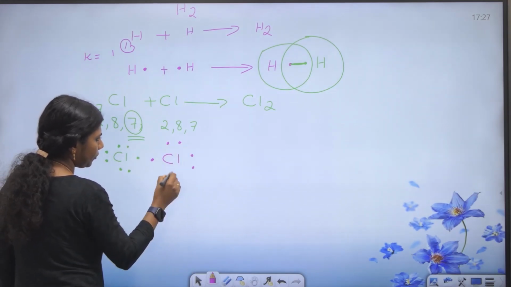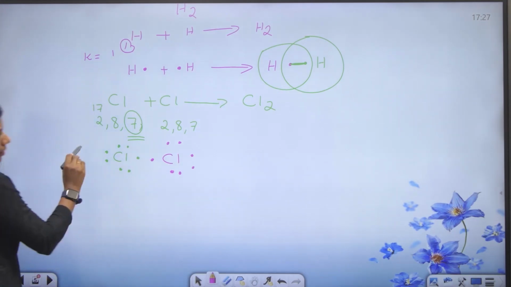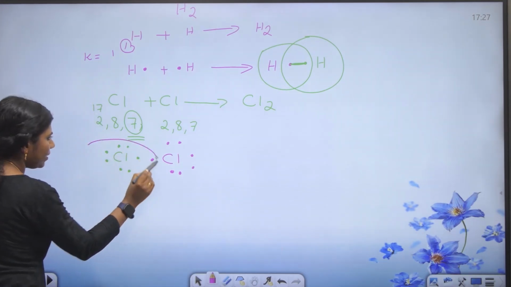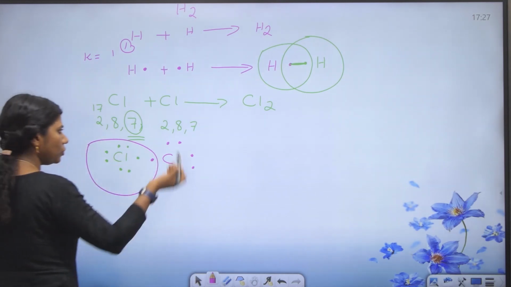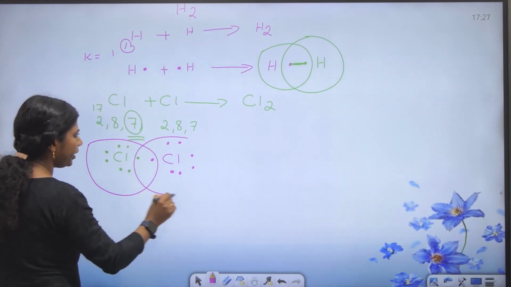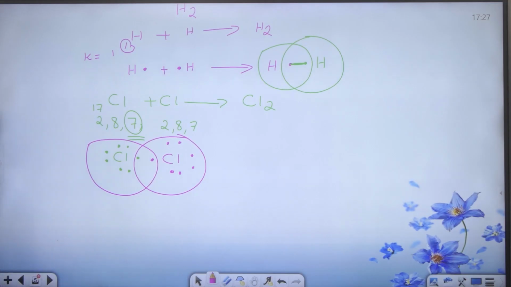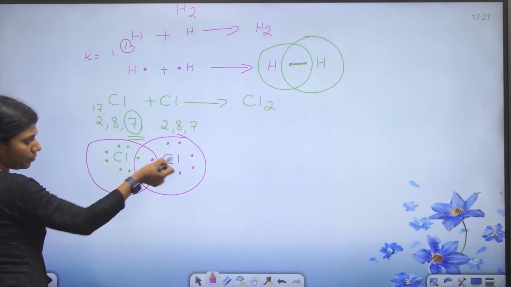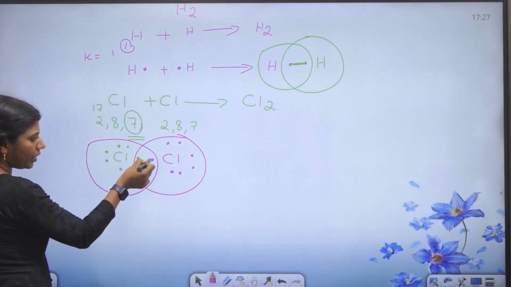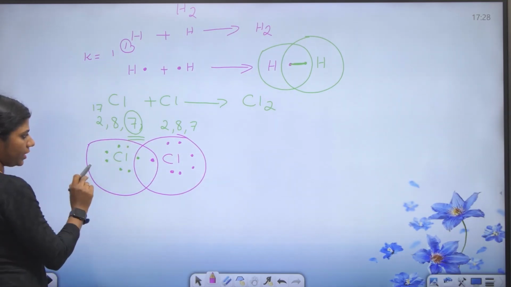Both chlorine atoms require 1 more electron to complete their octet. That means the two chlorine atoms share 1 pair of electrons, or 2 electrons, and complete their octet to form a Cl2 molecule. Here the green chlorine atom shares an electron with the pink chlorine atom, and the pink chlorine atom shares an electron with the green chlorine atom, and they complete their octet.